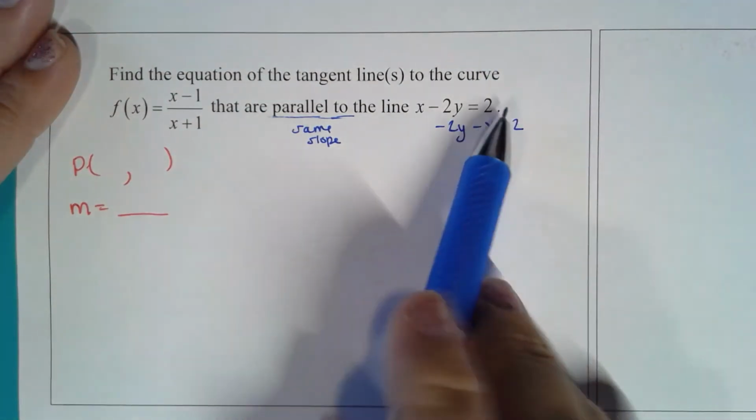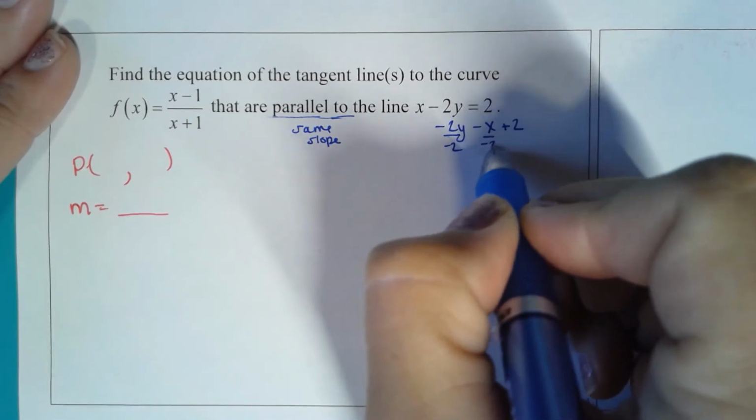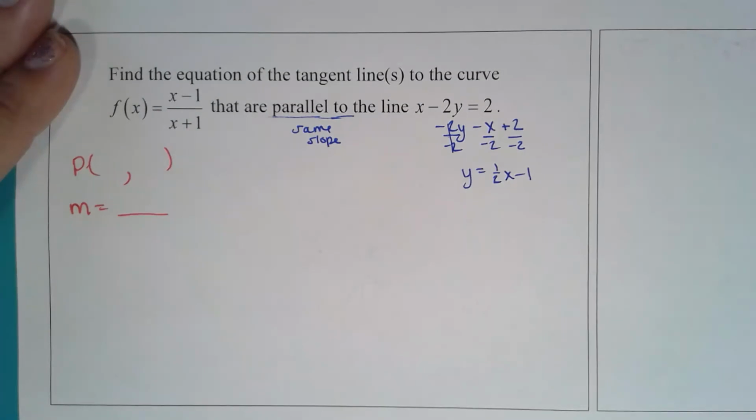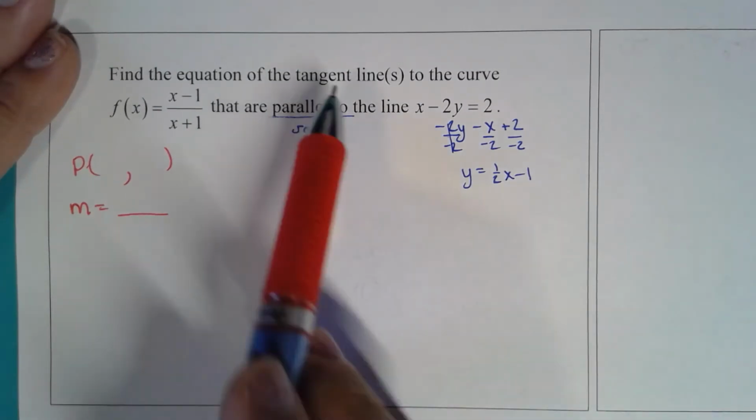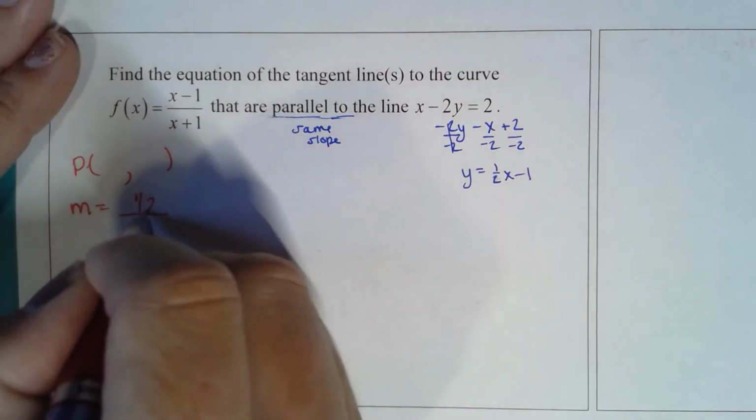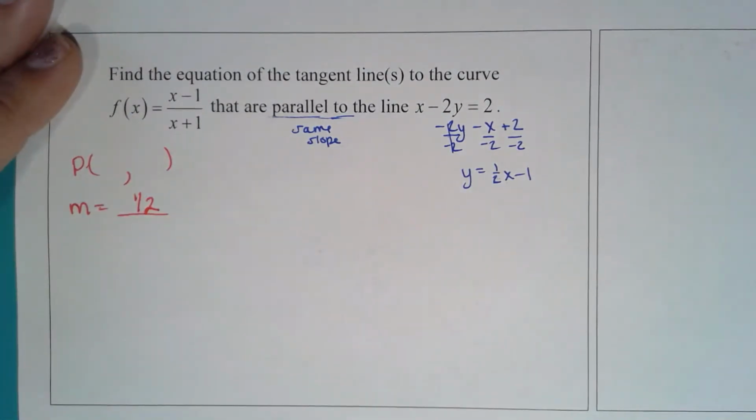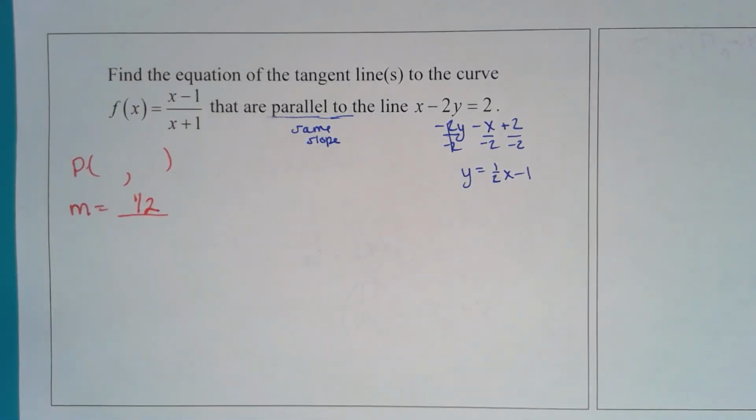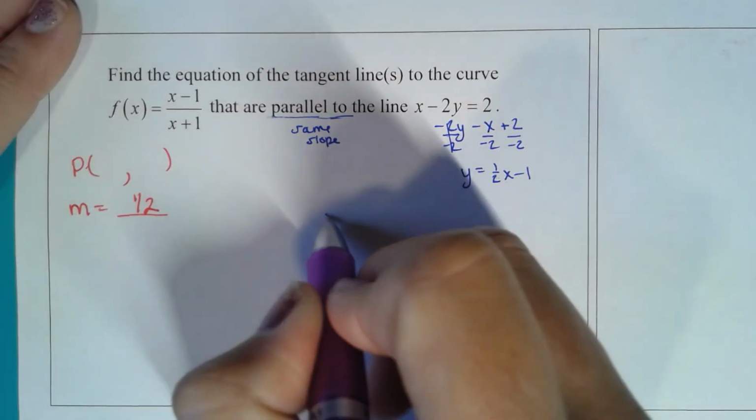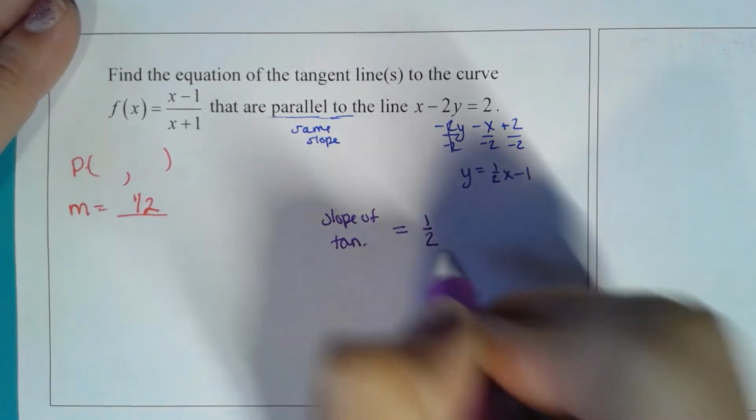Oh, well, sweet. Let's find the slope of this line. So I moved the x over. Well, let's divide everything by -2 to get y equals 1/2 x minus 1. If my tangent lines are parallel to this line, then my tangent lines are going to have a slope of 1/2. Oh, that's unusual for us. Typically we have the point and we use it to find the slope. Well, now we have the slope. We're going to use that to find the point. The slope of tangent is 1/2.